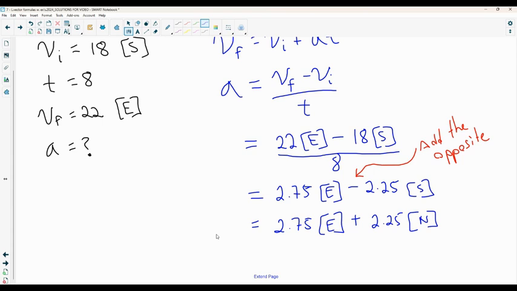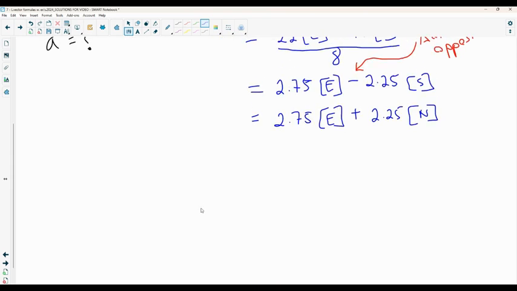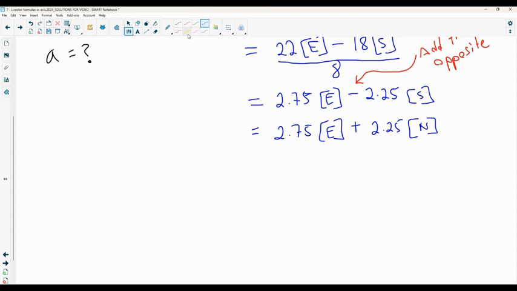Okay, so I've got an east and a north. I can do that, an east and a north, no problem. Let's draw what this looks like. Okay, so let's get some vectors. And I got one going to the east. That's 2.75, looks kind of like that. And then I got one going to the north. It's 2.25, looks kind of like that. My resultant vector is going to look like that.